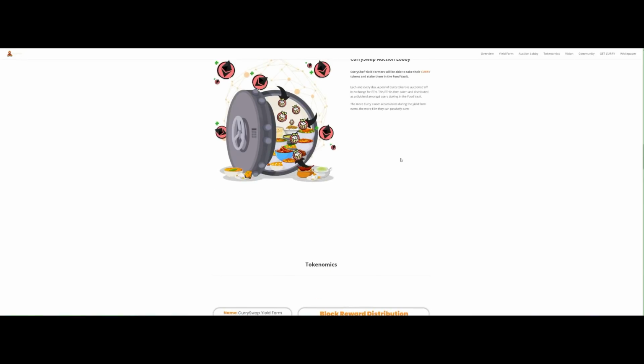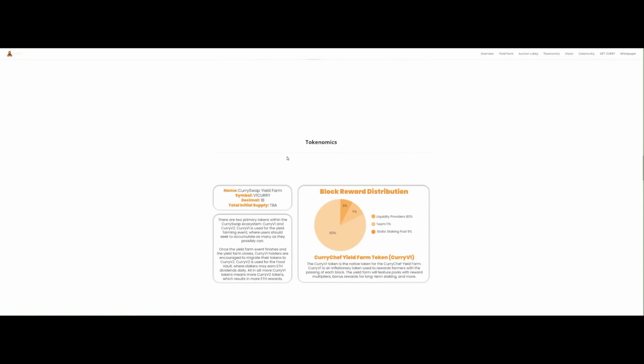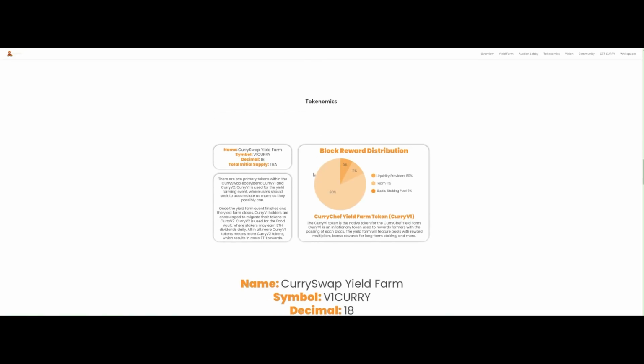And let's talk a little about the tokenomics. You guys know how important this is to me, because when I look at a token, guys, I want to know exactly where all the funds are going. So here you see the name, the CurrySwap yield farm, the symbol, decimals, total initial supply. We're very excited to see how much that is, and it tells you exactly where it's going, guys.